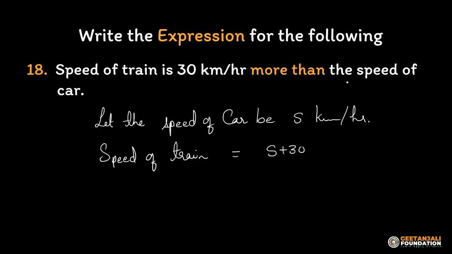Whatever the speed is, it may be 50. If it is 50, then the speed of train will be 80. If it is 30, then the speed of train will be 60. So it totally depends on this value of s. This is a variable. So speed of train would be s plus 30 km per hour. So this way you can write this expression.